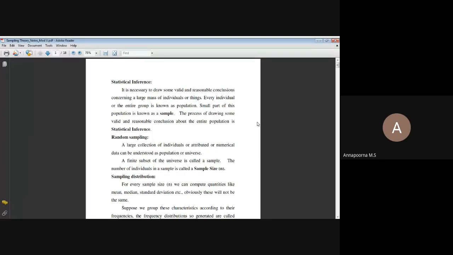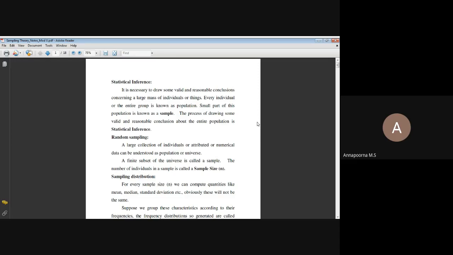So in that case, what we will do, we will consider a comparatively small sample. Then we will study that sample and its properties and apply the same properties to the entire population. Okay, so this is what sampling theory means, right?